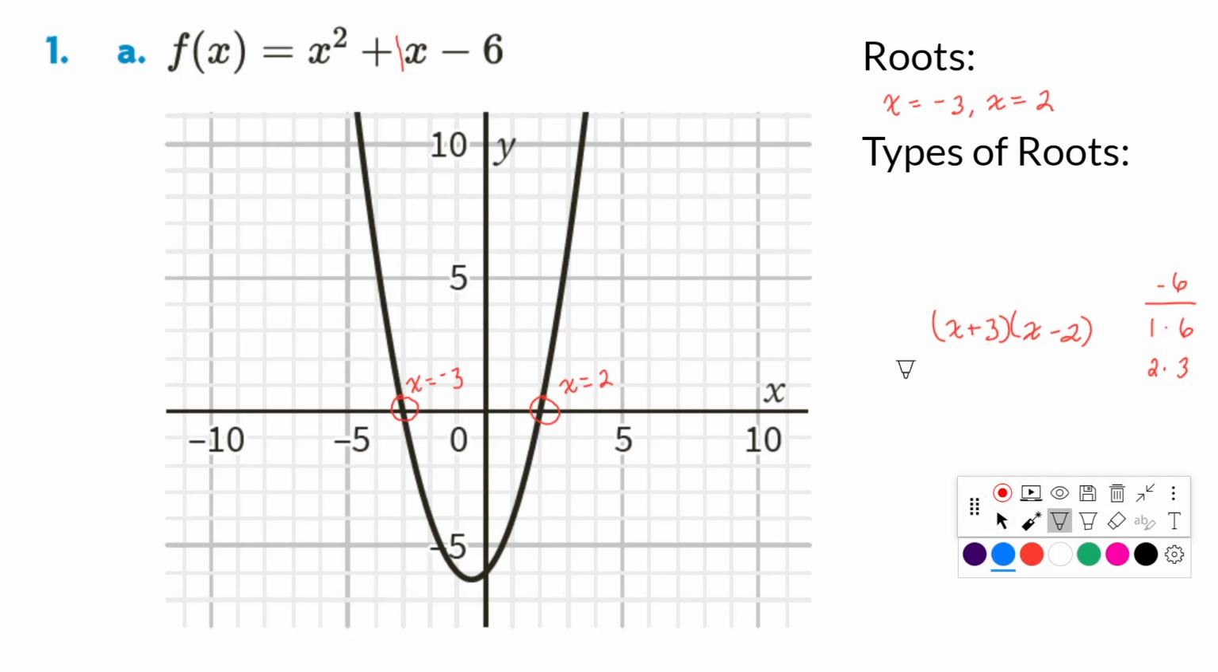Once I have it factored, I set each factor equal to 0 and solve for x. So x + 3 = 0. x is going to have to equal -3 in order for that statement to be true. x - 2 = 0. x is going to need to equal a positive 2 in order for that to be true. So I got the same roots as I had from my graph. Because these roots are integers, and because these roots are on the x-axis, we can say that these are real roots.